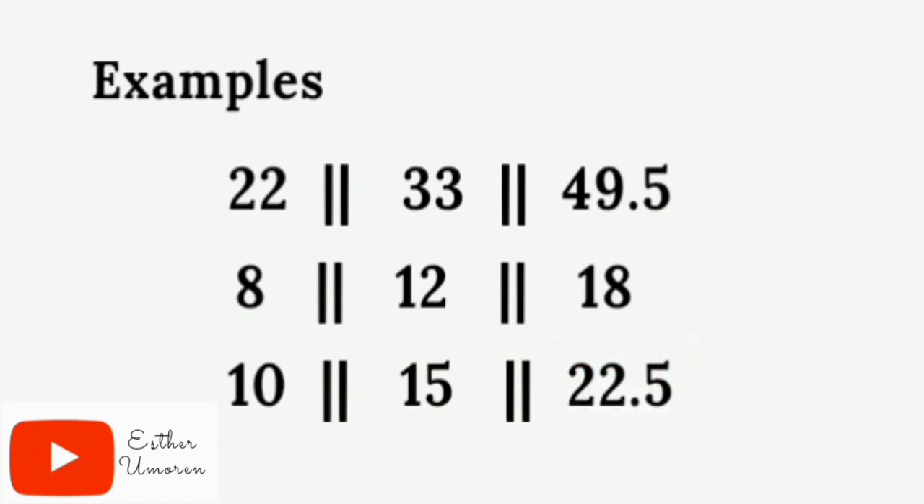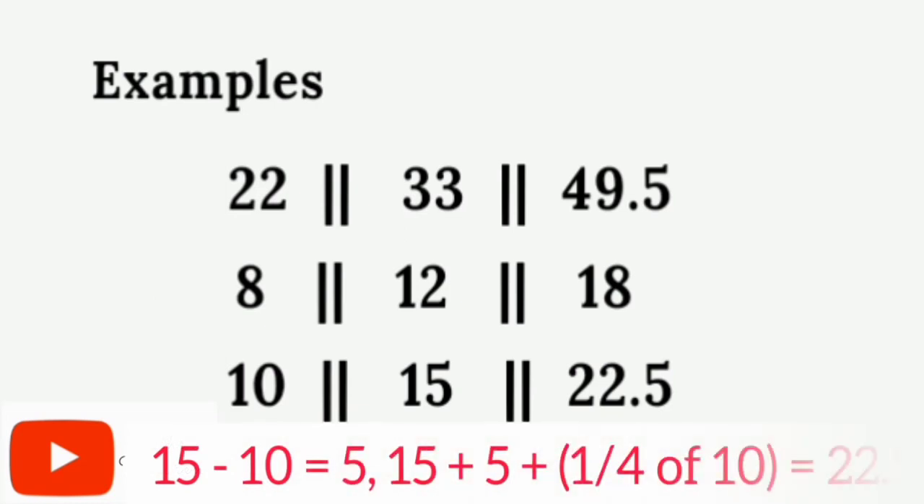Let's look at the last one. Now we will say 10 and 15. What's the difference? The difference is 5. So 10 plus 5 gives 15. 15 plus 5 gives 20. A quarter of 10 is 2.5. So 20 plus 2.5 gives us 22.5. So that's the pattern basically.